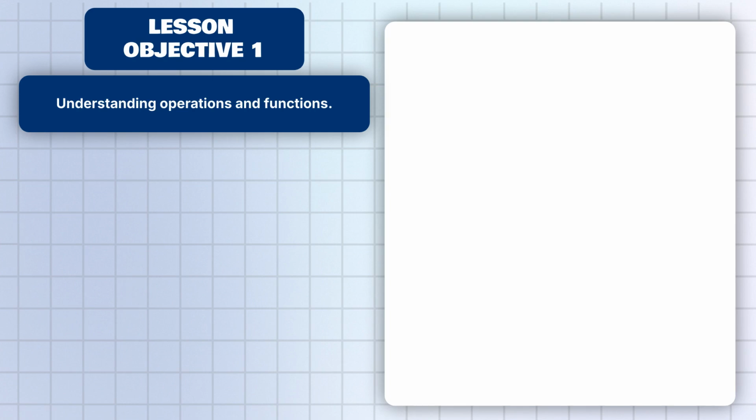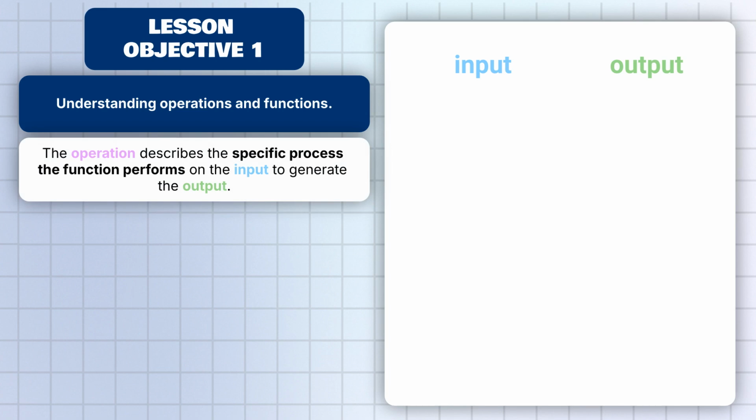Let's delve into the main concepts of today's lesson. In our previous lessons, we discussed basic terms such as input and output. Today, we will introduce the term operation. The operation describes the specific process the function performs on the input to generate the output. For example, consider the function y = x² + 2. Here, x is the input, and the operation involves squaring x and then adding 2.